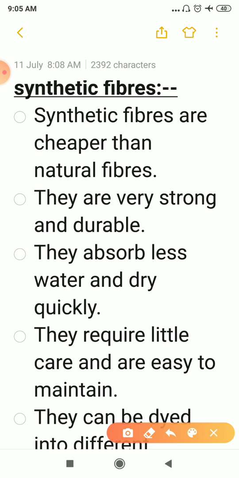The second property is that synthetic fibers are very strong and durable. By using this property, nylon wires and parachutes are made from synthetic fibers. The third property is that synthetic fibers absorb very little water and therefore they can dry easily.